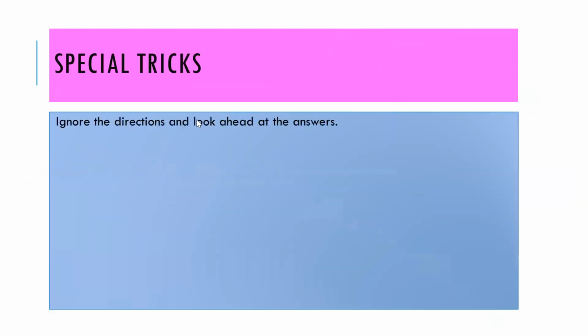Also remember the special tricks. When you do the official test or the tryout, you can skip the directions and look ahead at the answers. Reading answers ahead can help you concentrate more on the audio or the recording. So you shouldn't read and listen to the conversations at the same time.